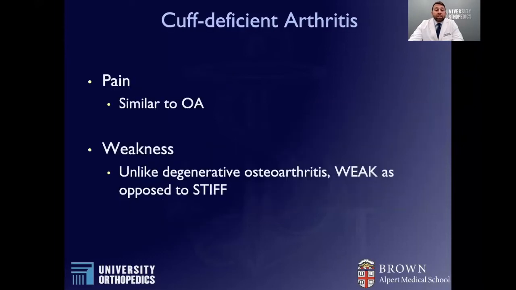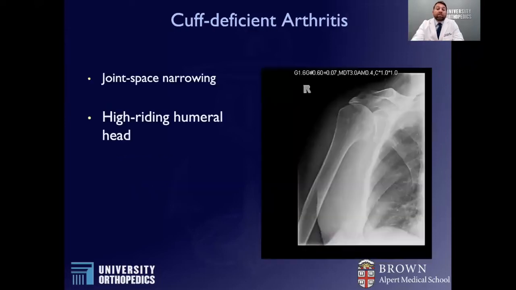The pain is similar to osteoarthritis, but one thing that's very different is, unlike osteoarthritis, these patients are weak as opposed to being stiff. They generally have full motion if I move their arm around, but they're not able to move their arm around on their own, which is different than a patient with osteoarthritis, where it doesn't matter if I'm moving their shoulder or they're moving their shoulder, it's just stuck, it's stiff.